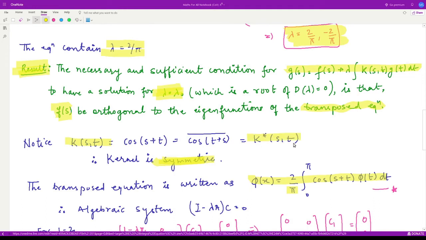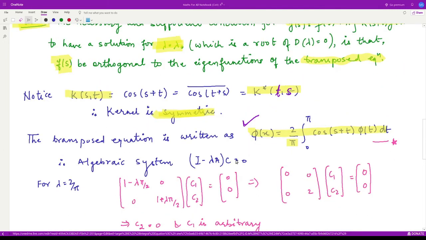And what is K star? Not K star (s,t), but K star (t,s), right? That means we change the entries s and t with t and s, and we take the complex conjugate of this kernel. So we have cos(s plus t). If you replace s with t, you'll get the same thing. And moreover, because it is real, taking the complex conjugate will leave it as such. So we'll see the eigenfunctions corresponding to this equation.